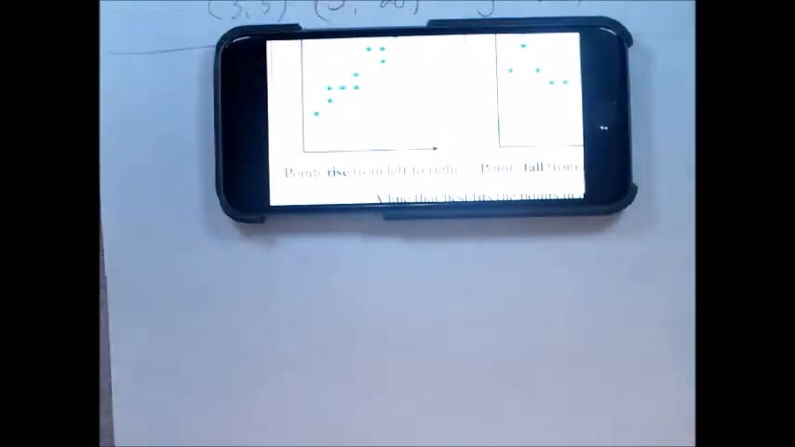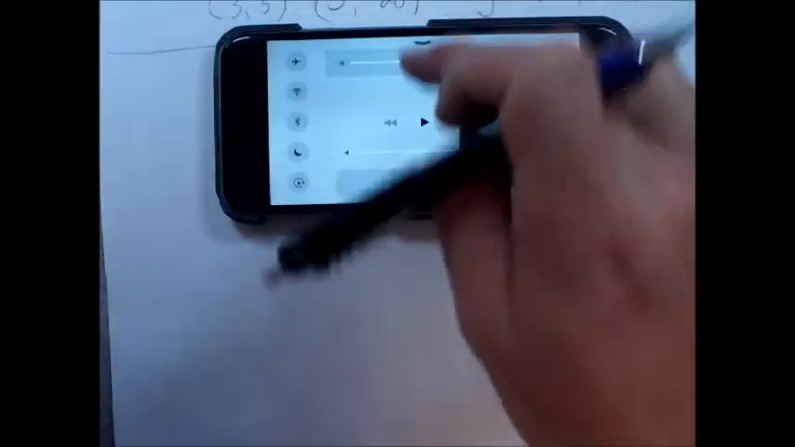Okay, lesson 45 is finding the line of best fit, and we're going to do this by first analyzing some types of graphs. So first, let me see if I can turn my brightness down a little bit. Maybe that'll help.